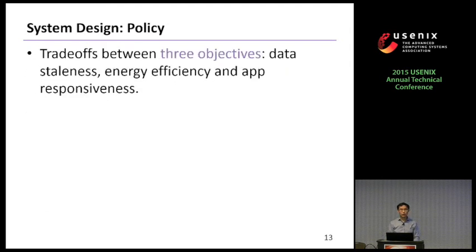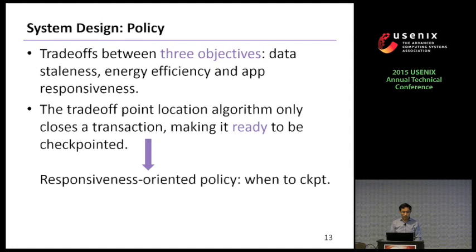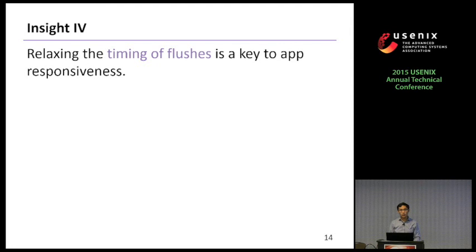Okay, till now we only consider energy efficiency, and definitely there are other objectives, and one of them is app responsiveness. So precisely speaking, just now, the trade-off point location algorithm does not trigger checkpointing. It only suggests to close the transaction, making it ready to be checkpointed. When to actually do the checkpointing is decided by the responsiveness-oriented policy. So to understand this policy, we need to know another two insights.